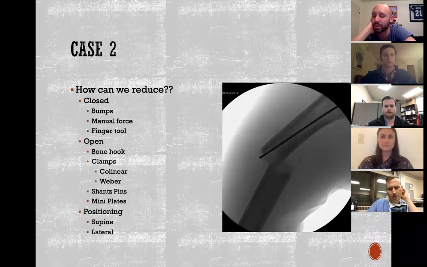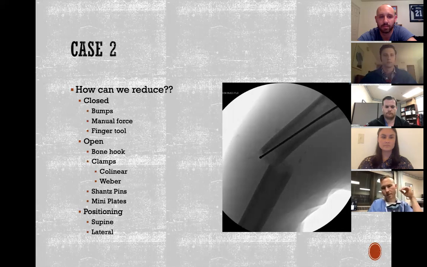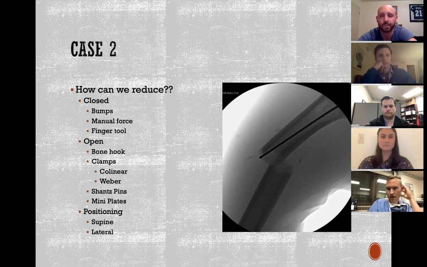I think for me, the first thing that I would try is a full closed reduction. I wouldn't try to violate the bone or do an open approach unless I had to. I think the finger tool is an excellent tool, and it works best for proximal fractures. It's basically just a steering rod. Depending on the brand, it's 7 or 8 millimeters, and it's much stiffer than the guide wire.